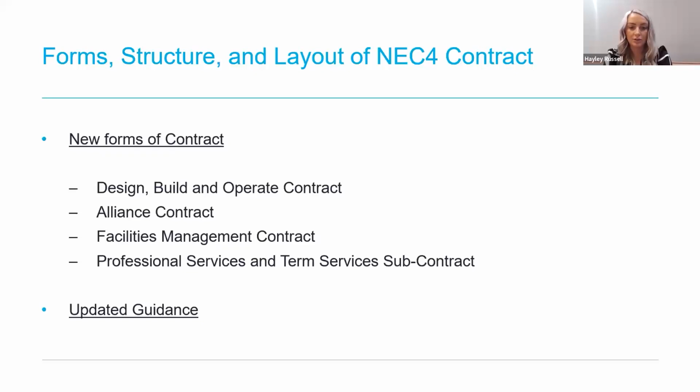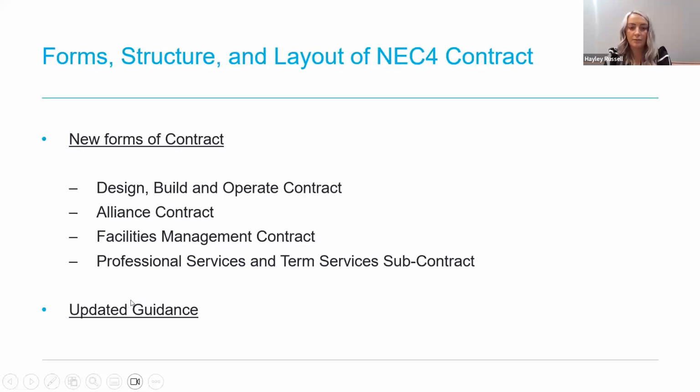Secondly, the alliance contract. This is a multi-party contract for use where the client wants to fully integrate the design and construction team and is likely only going to be used for major complex contracts. Thirdly, the facilities management contract, which is specifically for the operation and management of a facility after construction.